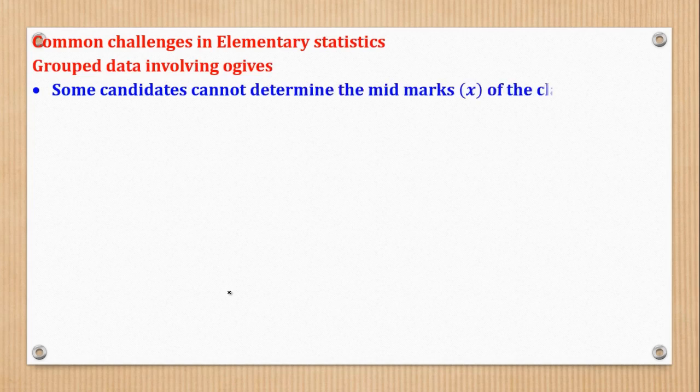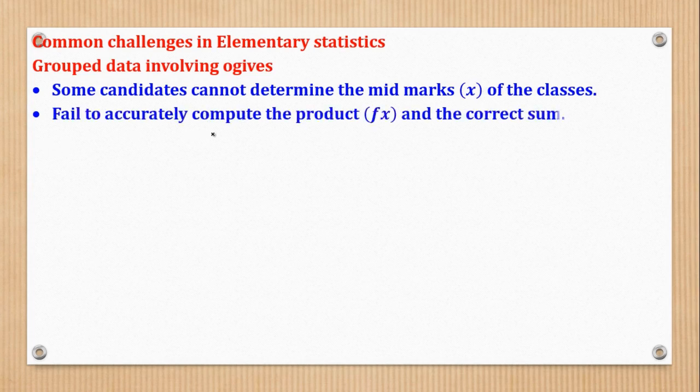So common challenges, elementary statistics. Remember the graphs there are ogives and histograms. So for ogives, these are some of the challenges. Candidates cannot determine the mid-mark X for classes. Remember ogives, they can ask also for the mean. They can tell you to draw an ogive and also calculate the mean. So calculating the mean needs the value of X. And most students fail to get values of X, especially for open classes.